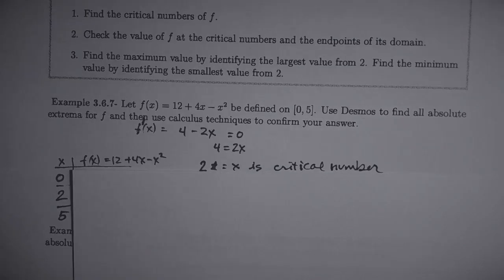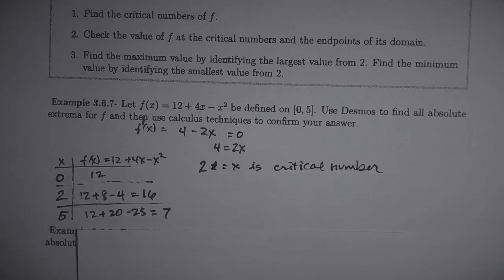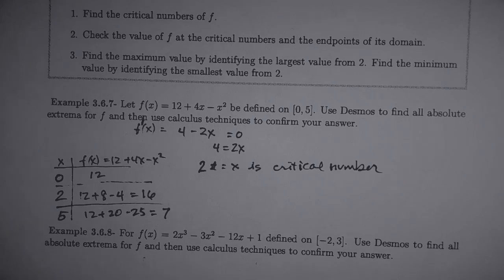Are you ready? I'm going to show you what I calculated f to be at these. I calculated it to be 12, 16, and 7. 16 at the critical number in the interior of the interval. 2, I'd say, is in the interior, it's in between the two endpoints. And it looks like the smallest value is 7. It looks like the largest value is 16 and the smallest is 7. And that's consistent.